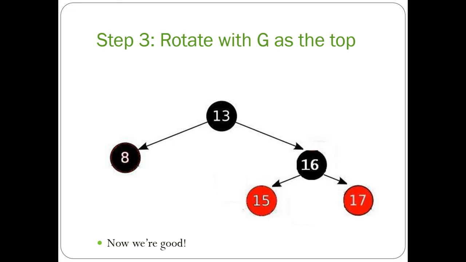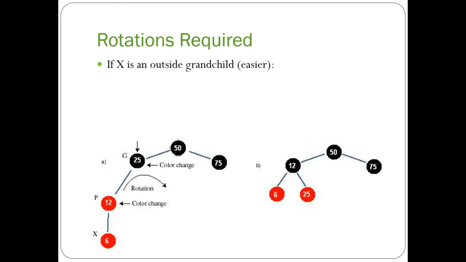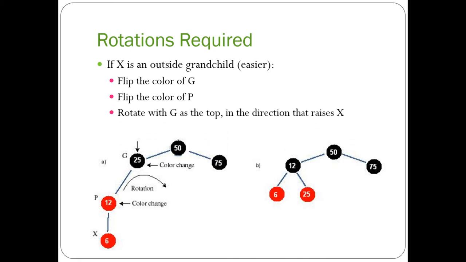And then step 3, rotate with G as the top. Now we're good. Rotate with G, 17, at the top in the direction that raises X. In this case, it's to the right. Rotation required. If X is an outside grandchild, it's easier. Flip the color of G, flip the color of P, rotate with G at the top in the direction that raises X.